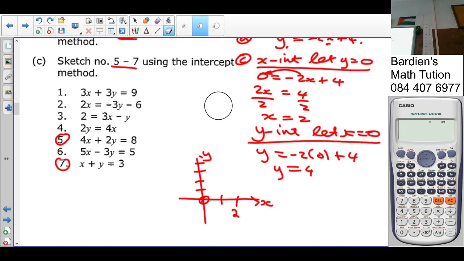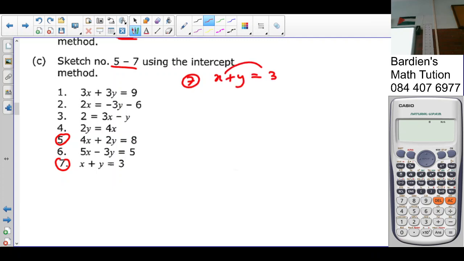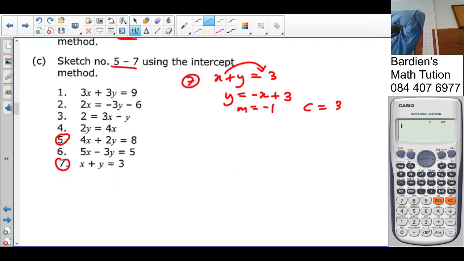Let's do number 7 quickly. Number 7, you've got x plus y equals 3. You take x over, becomes y is equal to negative x plus 3. So here the graph should be decreasing, and it has a y-intercept of 3. So you don't even have to say y-intercept at x equal to 0, because I already know the y-intercept. But say we didn't know. The learners don't know the theory, they just do the calculations.